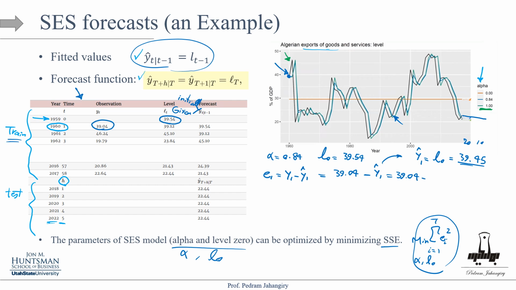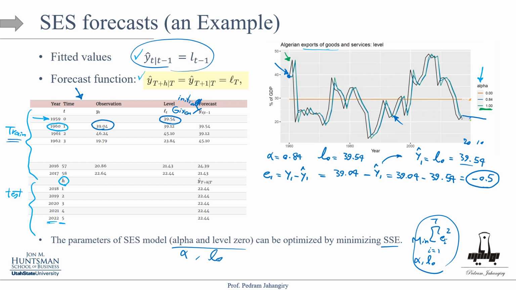39.04 minus 39.45, which is, what is it? What do we get? Well, is it 04? Yeah, I think it should be 54. Yeah, L0 is 39.54, sorry. So now we have 39.54. So we get minus 0.5. So this is your error number 1.